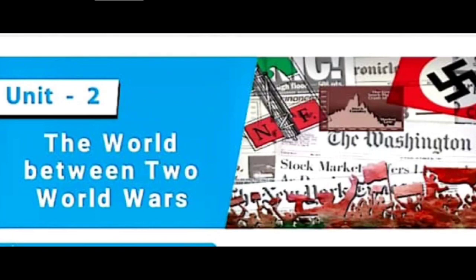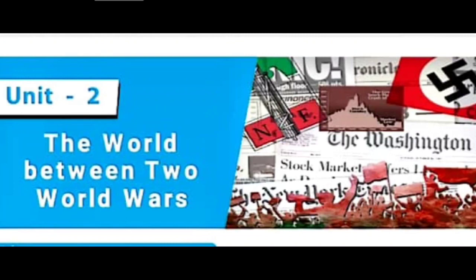You know very well, the First World War occurred from 1914 to 1918. Yes, in the last class I taught you. At the end of the World War, they signed the Treaty of Versailles. It was a humiliating treaty, like I said. The Second World War occurred from 1939 to 1945. So in between, what are the things that happened in the world? That is what we are going to learn in this lesson.